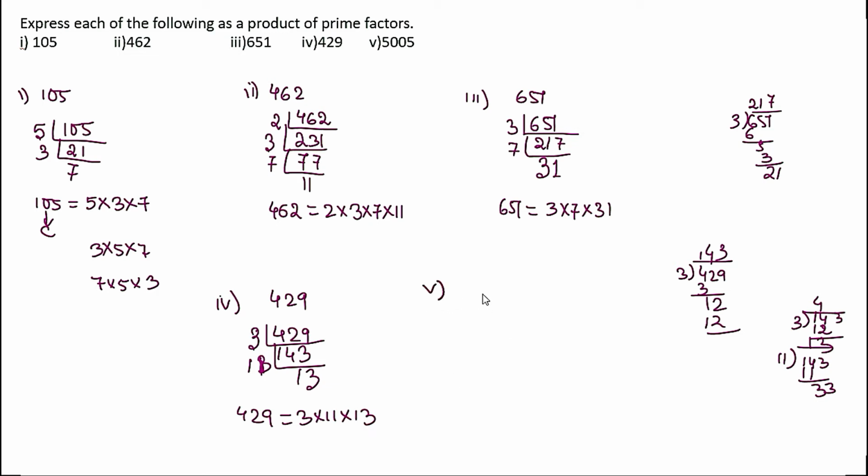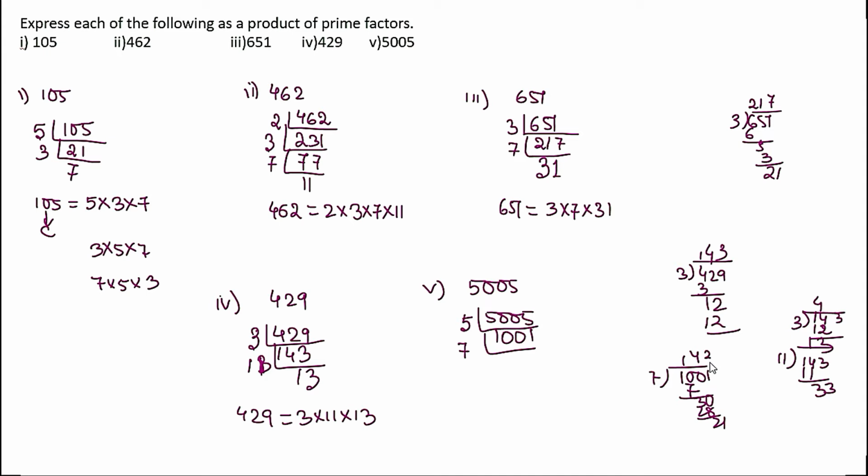Let's check the fifth sum, 5005. So 5005, we can say that 5 is a factor. So 1001. Let's check whether it is divisible by 7 or not. 7 1s are 7, 30. 7 4s are 28, 21. So it is divisible by 7.